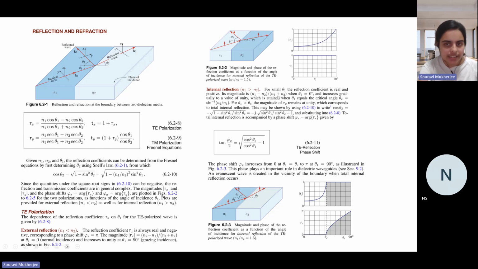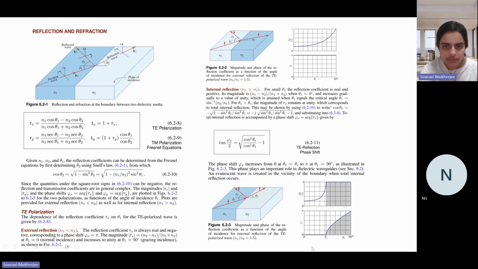And this unity is attained at some critical angle, right? And this is your critical angle. This comes from this condition. So this is called your critical angle. So if you plot it here, you would see that at some critical angle, your reflection coefficient becomes 1. That means here there is no transmitted light. Everything gets reflected. And you can also plot your argument, and the argument would look like this, right?